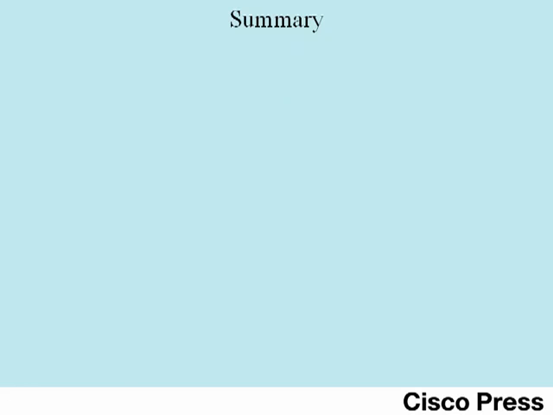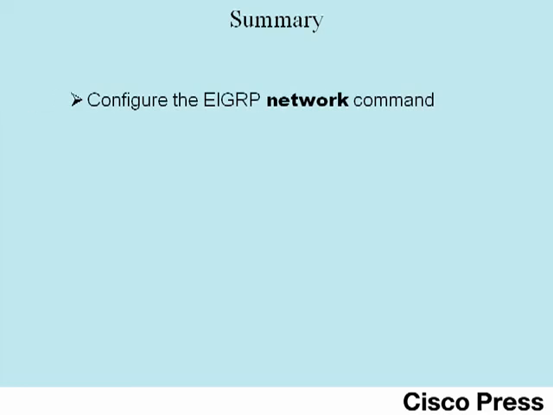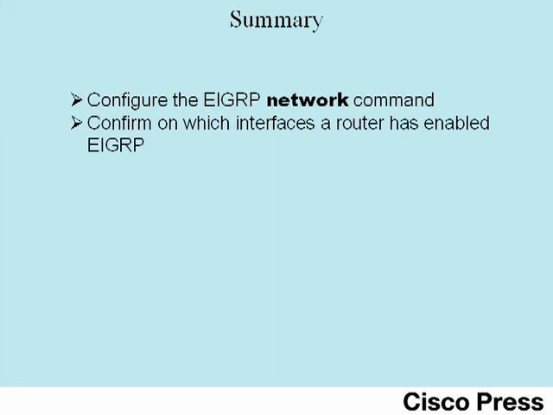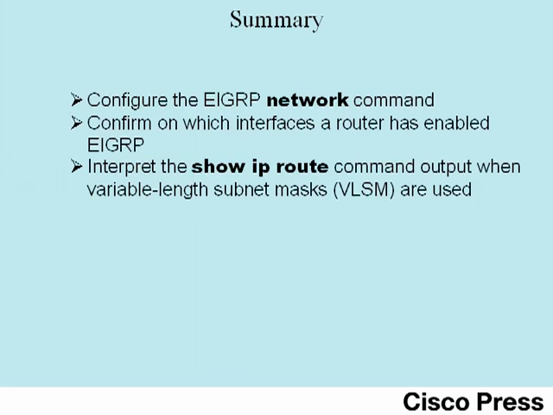In this lab, you've seen how to configure the EIGRP network command, in particular 2 different styles of the command. You've also seen how to confirm on which interfaces a router has enabled EIGRP, and you've seen how to interpret the output of the show ip route command, particularly understanding the details that are shown when VLSM is used.